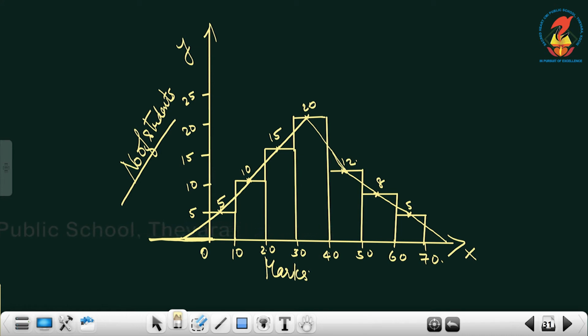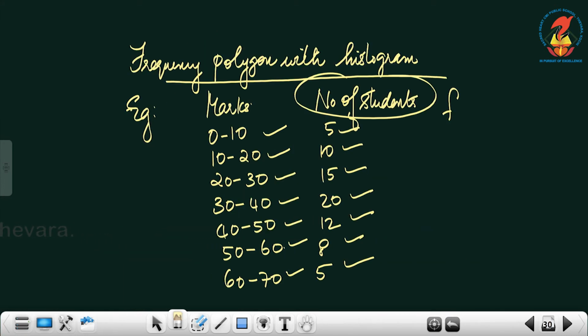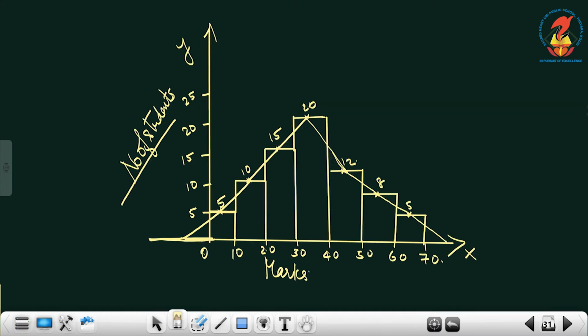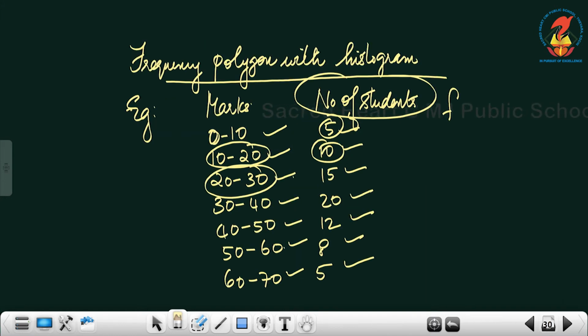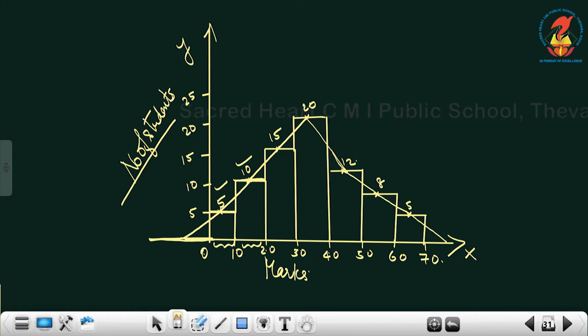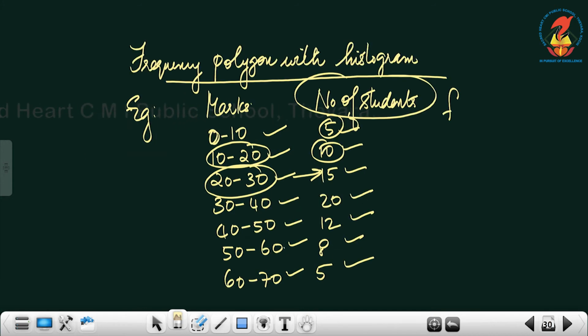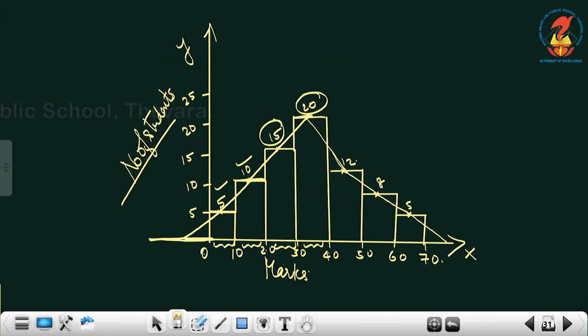Based on the information I have drawn the histogram here. Let us see whether I have drawn it properly. 0 to 10, the value is 5. 10 to 20, the height of the bar is 10. From 20 to 30, the height of the bar should be 15. Yes, 15. 30 to 40, the height of the bar should be 20. Likewise, I have drawn the histogram.